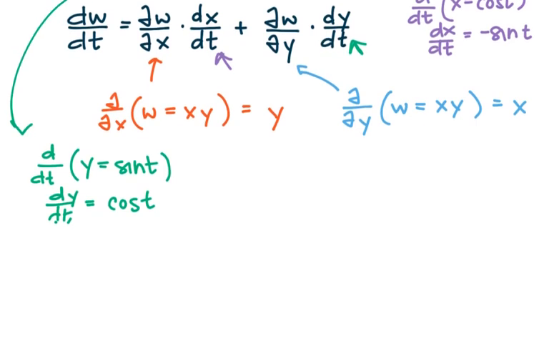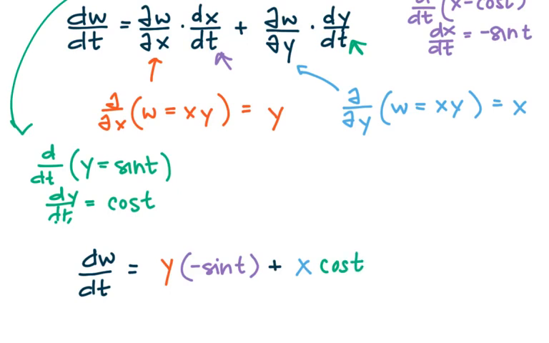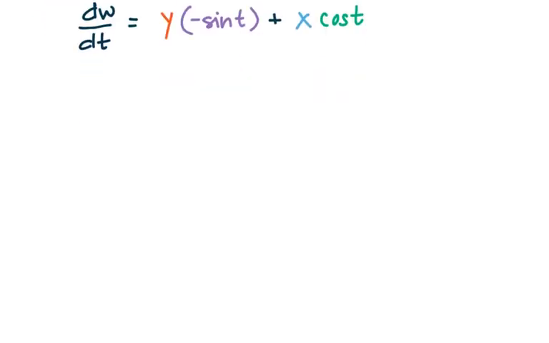Since we found all of those, we can write this out. The derivative of w with respect to t is y times negative sine of t plus x times cosine of t. So pause the video, make sure this makes sense to you, how I found these four pieces that I've included here. So now let's talk about simplifying this.